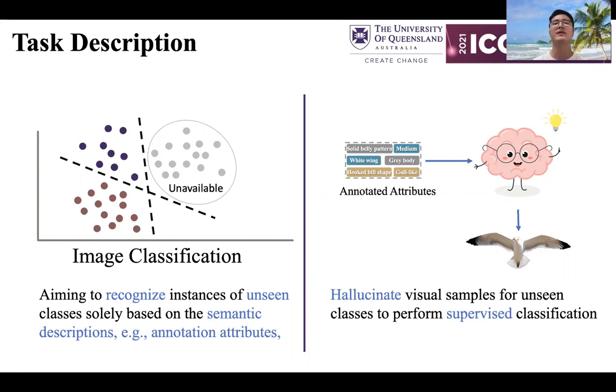However, unlike humans, supervised machine learning algorithms can only classify samples belonging to the classes that appeared during the training stage, and they are not able to handle unseen categories. This challenge motivates the study of zero-shot learning.